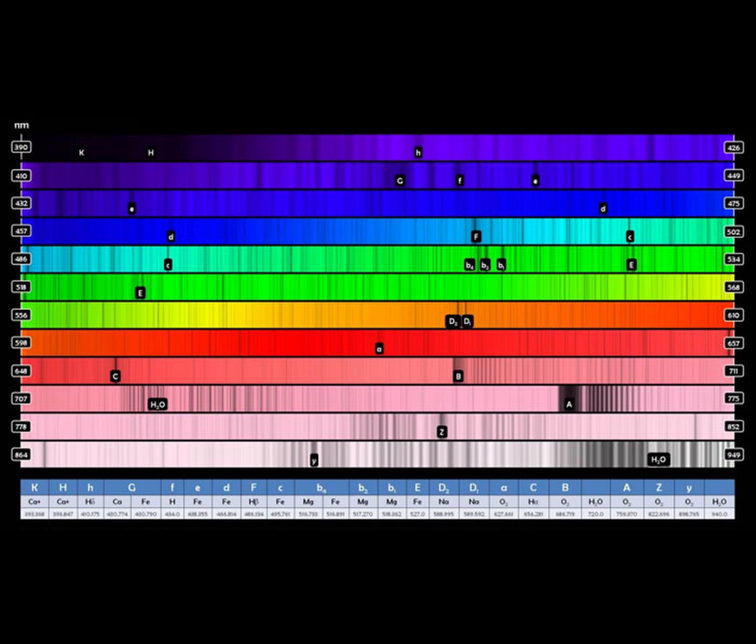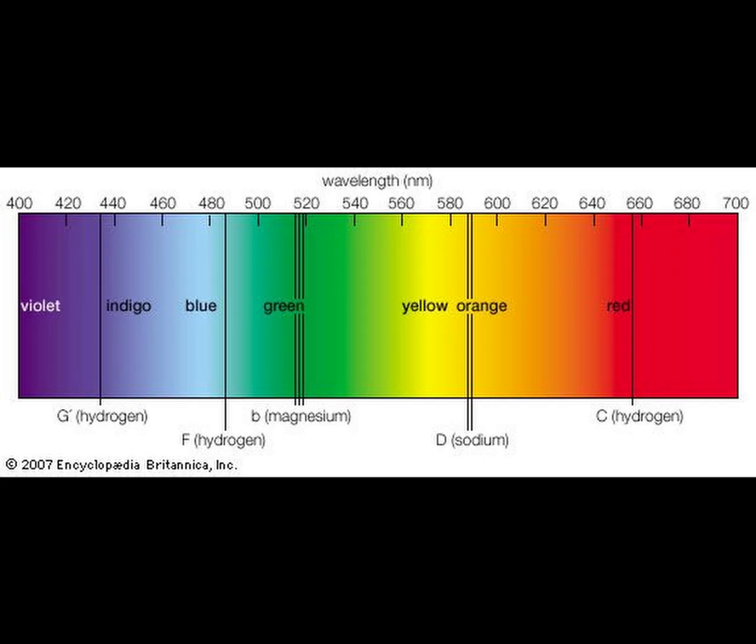The A band is one of about a dozen of the strongest Fraunhofer lines seen in the solar spectrum. The A band at 7,600 angstroms is due to telluric lines of molecular oxygen in the atmosphere of the Earth.